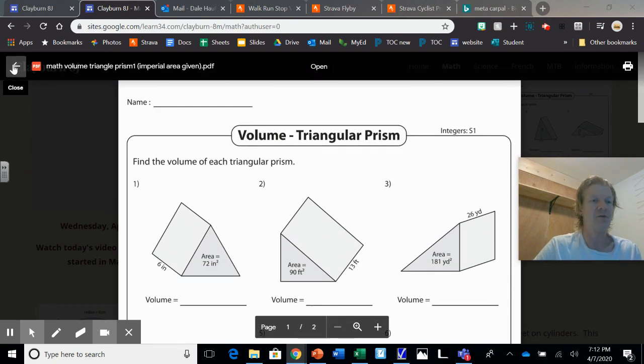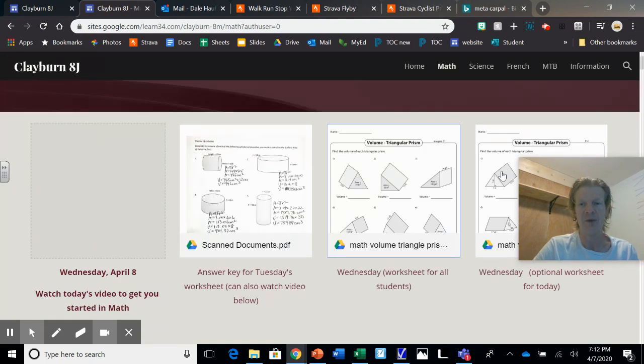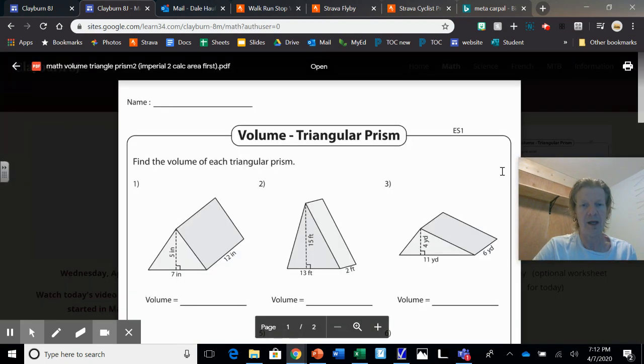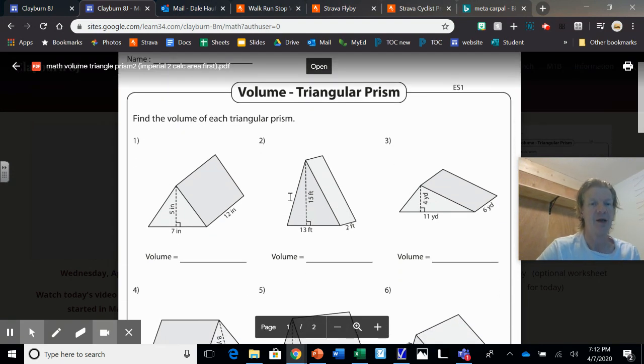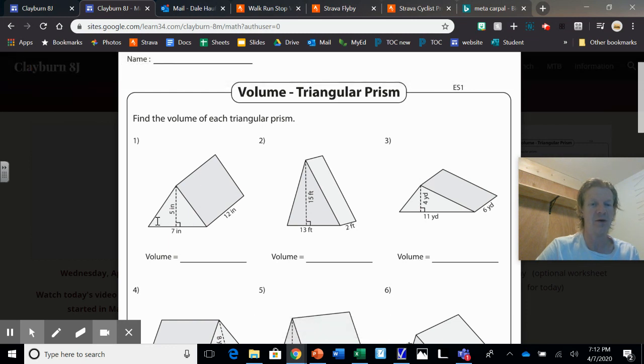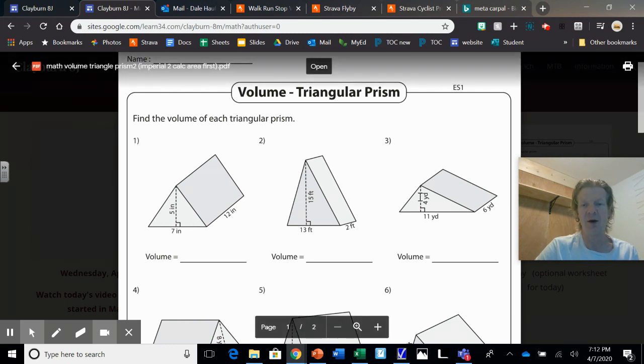Okay, so for those of you that are finding this really quite simple, click on this one. This is the next step. Okay, we're all going to get here, but this is the next step. So these are triangular prisms, but notice the area isn't done for you here. The area isn't done on the triangle part of it. So you have to calculate this area.